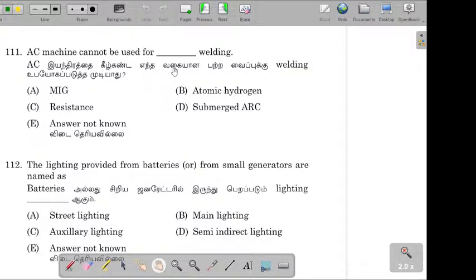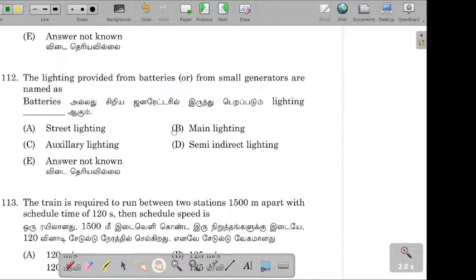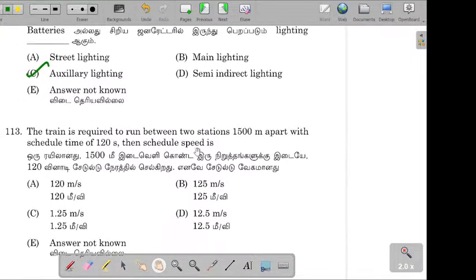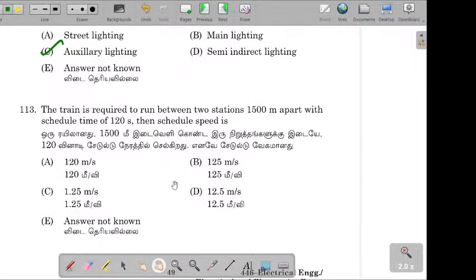AC machine cannot be used for dash welding. MIG. The lighting provided from batteries or from small generators is named as auxiliary lighting. The train is required to run between two stations 1500 meter apart with schedule time of 120 seconds, then schedule speed is 12.5 meter per second.